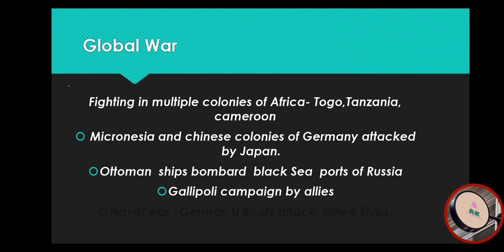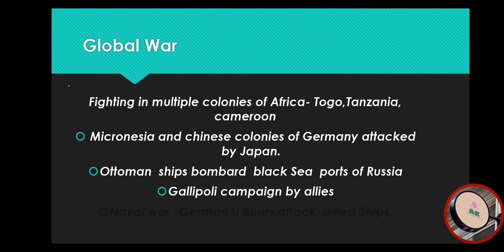France and Britain attacked Africa first. So here you can see these are the colonies of Germany. They defeated them. Then Japan came and also defeated the German colonies, that is Micronesia and the Chinese colonies of Germany. Then the Black Sea: Ottoman ships bombarded Black Sea ports. The naval war started.